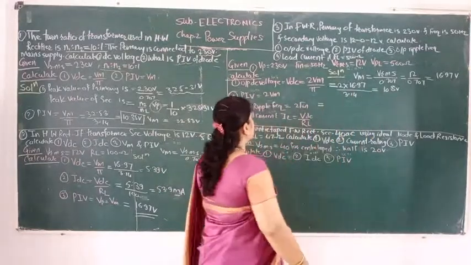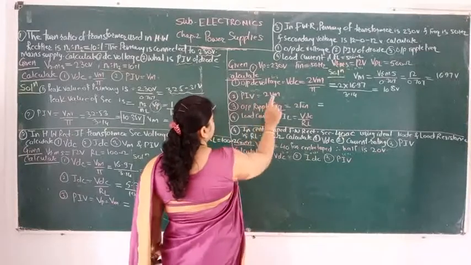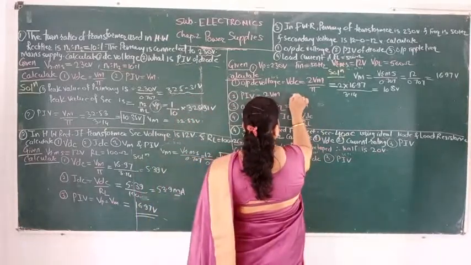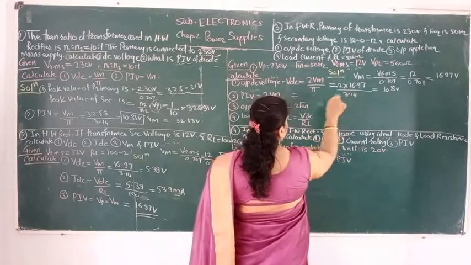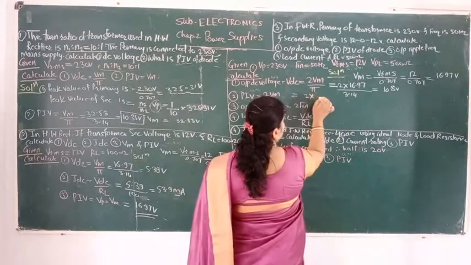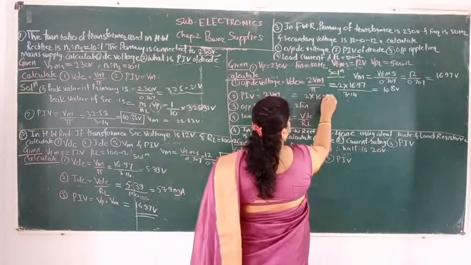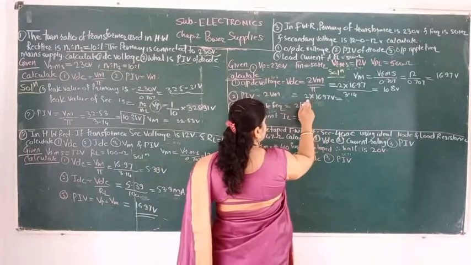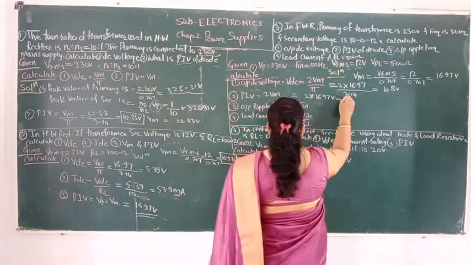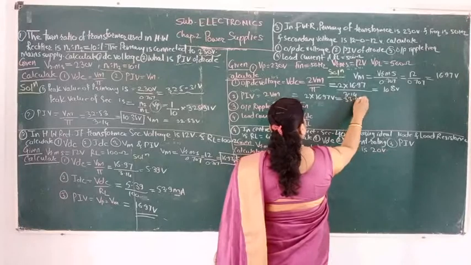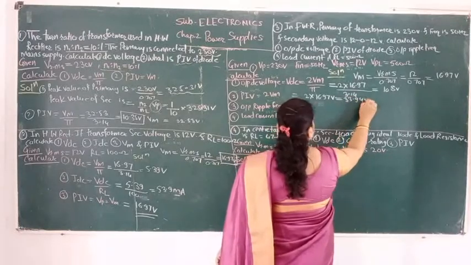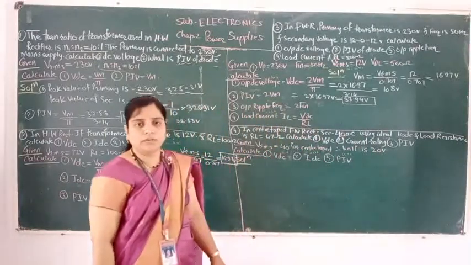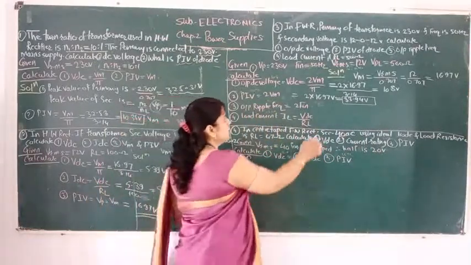So next is what? PIV, peak inverse voltage. So PIV is what? 2 into Vm. The value of Vm is 16.97 volt. So how much is it? 2 times 16 is 32, so it is near about 33.94 volt. You solve it yourself.